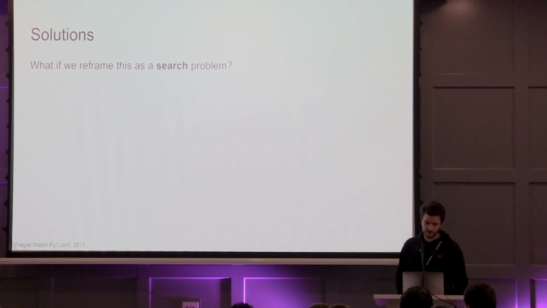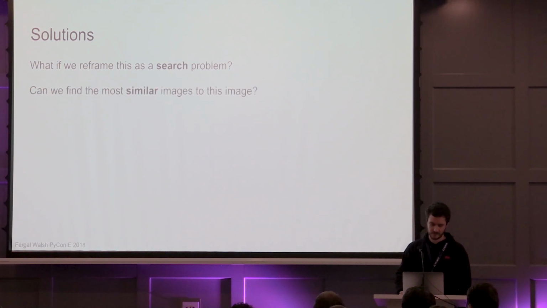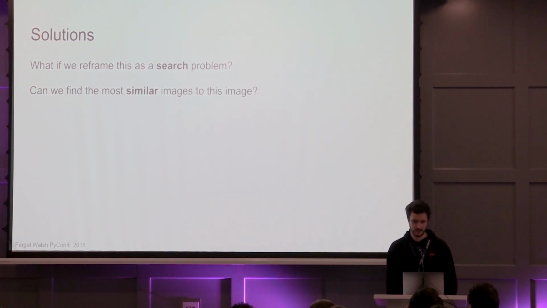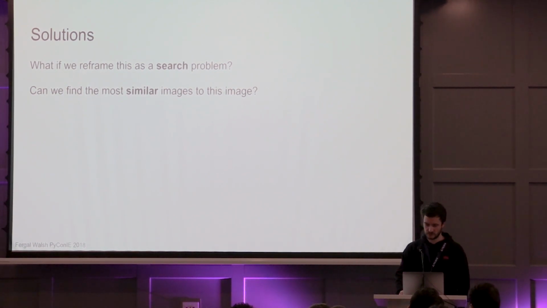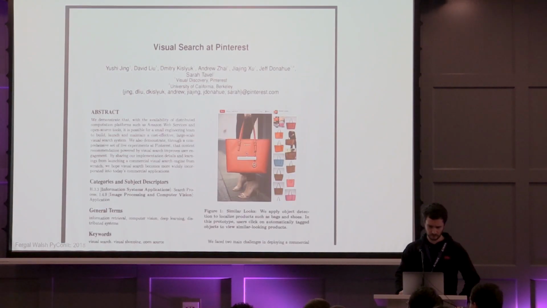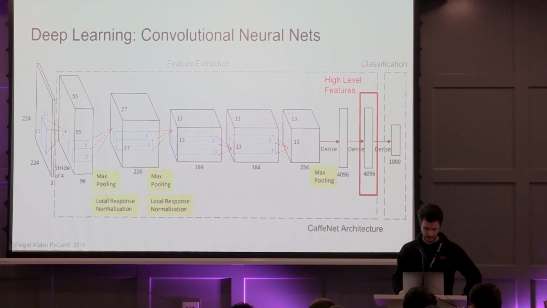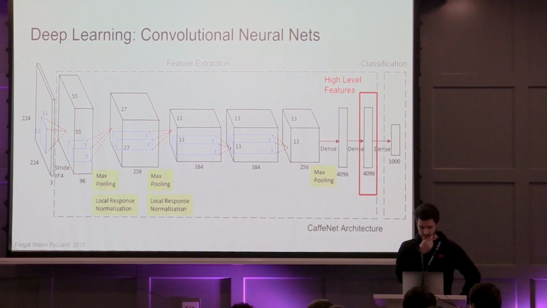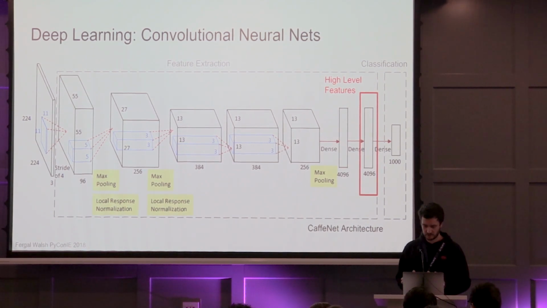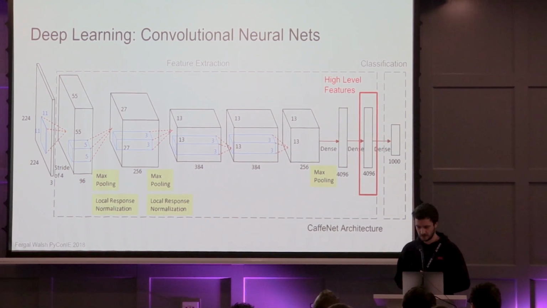So then we thought, can we reframe this as a search problem instead of a classification problem? So what this means is, can we search for the most similar images in our database and then use the categories for those images as suggestions to the user. And we took inspiration from a paper published by Pinterest and a few other similar papers at the time. And what they did was they took this convolutional neural network and they stopped treating it as a black box. They looked inside it.